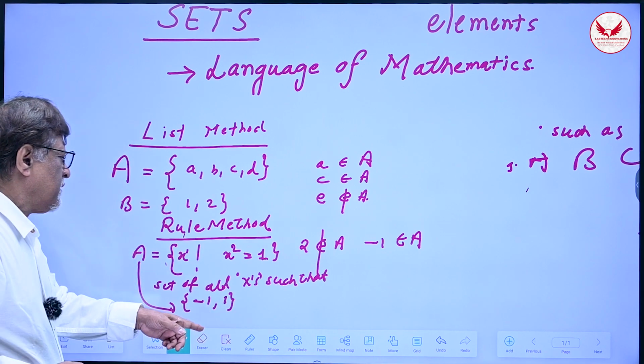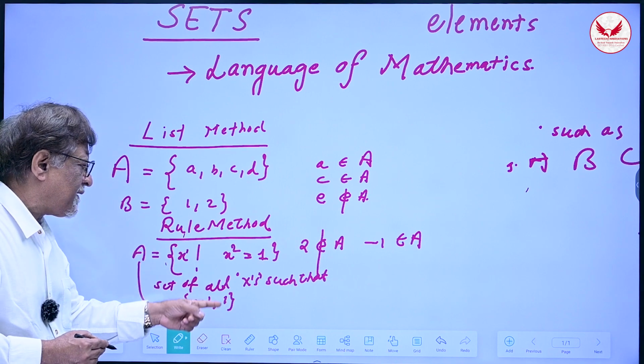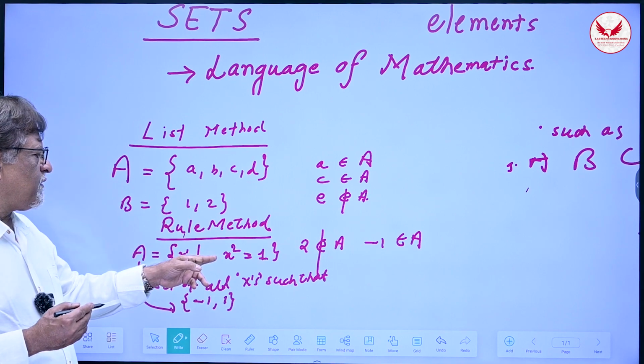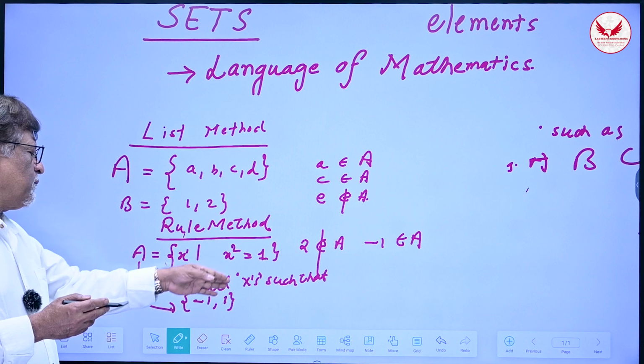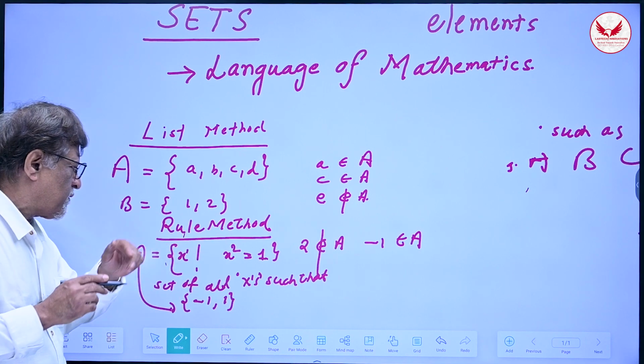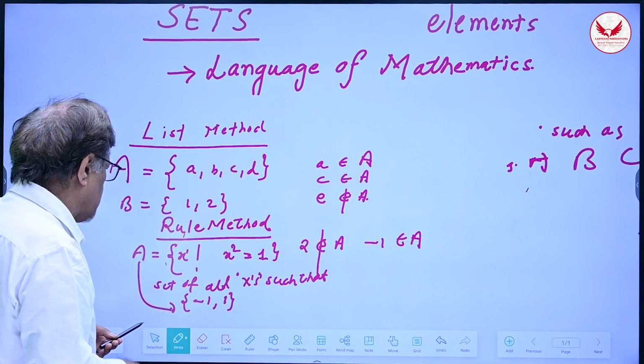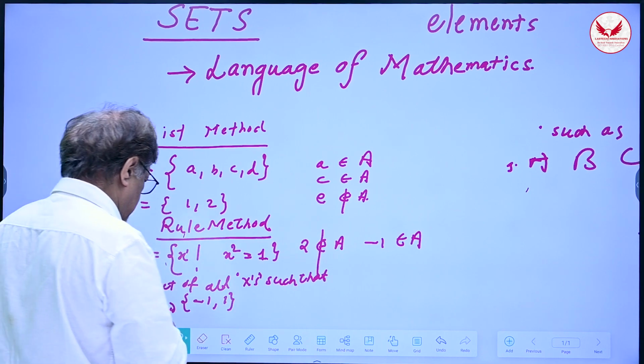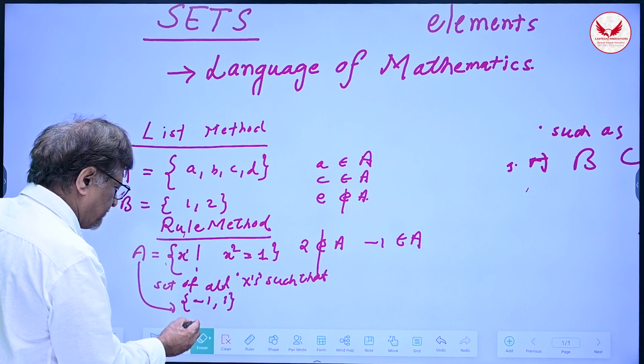So this is the list form and this is the rule form. So you can clearly understand the difference between the two. The rule method is much more useful whenever the number of elements is relatively difficult to find out. So it is better to use this. There are 2 ways of writing the set. Okay. Thank you.